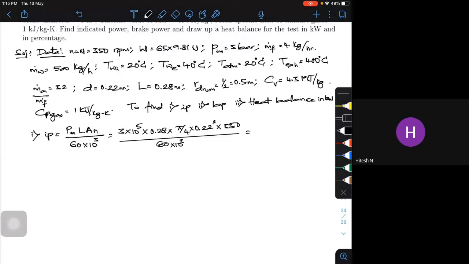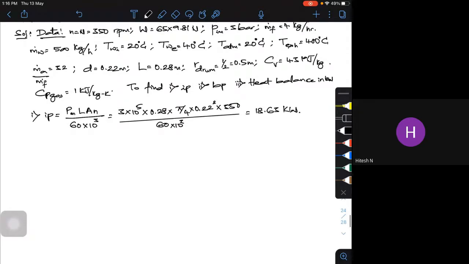If I substitute everything in my calculator, I am getting around 18.627, so I can round it up to 18.63 kilowatts. Okay, next, brake power.